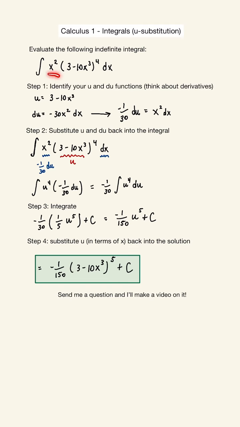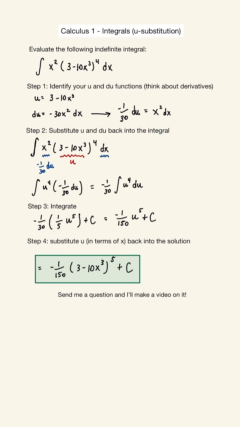So when we look at x squared, we know that when we take the derivative of x squared, it's just 2x, and that doesn't really help us for the remaining terms. And when we look at this fourth power, if we do the chain rule on this full function, that doesn't really help us either. And so what we're left with is this 3 minus 10x cubed, which is the best choice for our u in u-substitution.